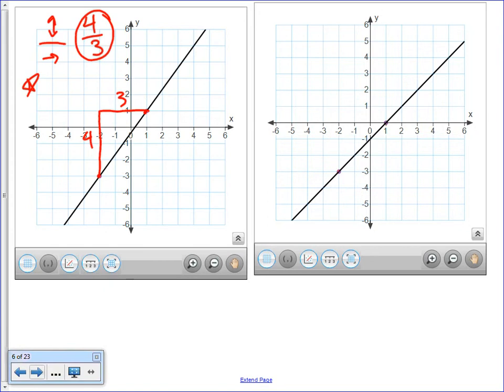The next graph here, I go up 1, 2, 3, and then over 1, 2, 3. So up 3, over 3. So 3 over 3. You can think about that a couple different ways. You can think of it as 3 divided by 3, or just simplifying 3 over 3. But in any way, that should give you a 1. So this one actually has a slope of 1.